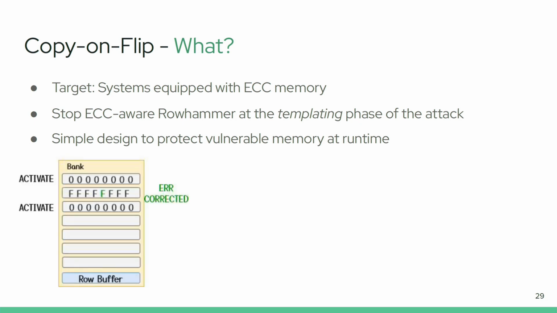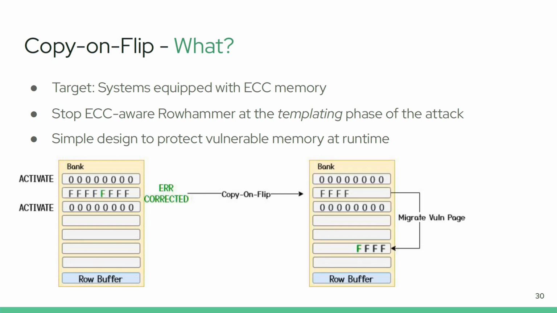Here we have a diagram which shows the high-level workflow of copy on flip. We have ECC, which corrects the error transparently and then usually raises an interrupt, which the operating system handles. And that's where we come in. What we do is we migrate the vulnerable page to a different location in memory, and then we also offline the old vulnerable page.